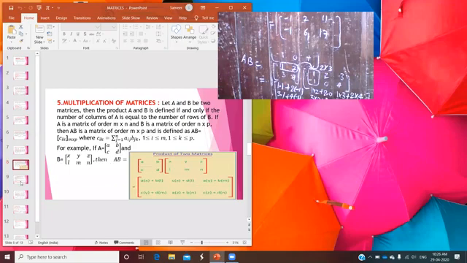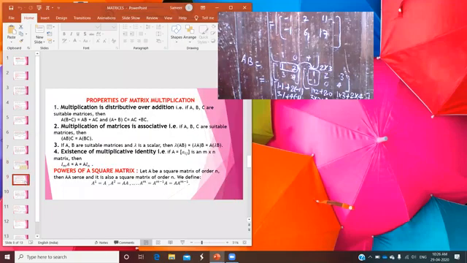Properties of matrix multiplication. In case of properties of matrix multiplication, the distributive property over addition is possible. So what does it mean? A into (B plus C) can be written as A into B plus A into C. So you know all those properties, so don't worry about it.